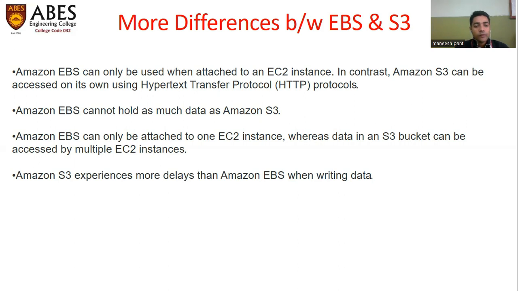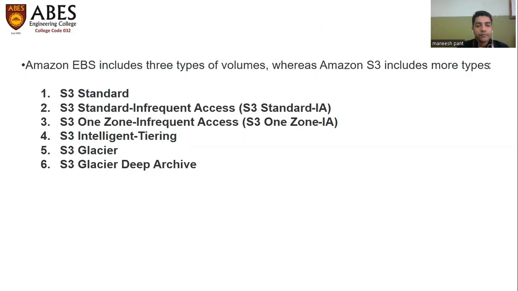Third point, Amazon EBS can only be attached to one EC2 instance, whereas S3 can be accessed by multiple EC2 instances. Fourth, Amazon S3 experiences more delays than EBS. Why? Because EBS is directly attached to EC2, whereas S3 we have to access over the network, and the latency, the delay, can be more as compared to EBS, because of where it is physically situated, in which part of the world.